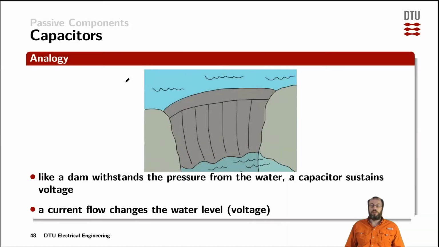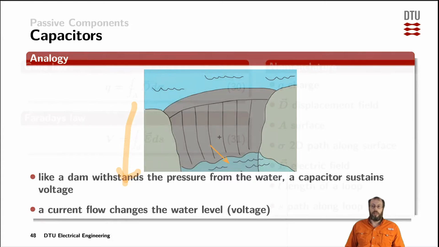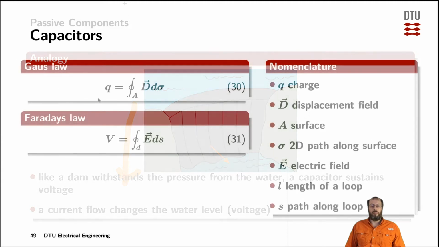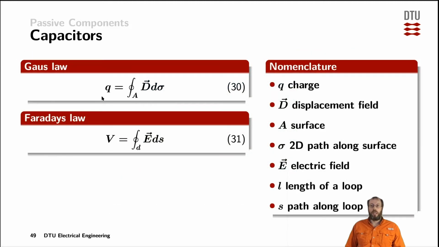Similarly to the resistors and to the inductors, there is an analogy of capacitors in the hydraulic terminology. Here we can use a dam to represent the blocking of the voltage from the upper level to the lower level across the dam, and the current is the current going through the dam and passing from the top level to the lower level.